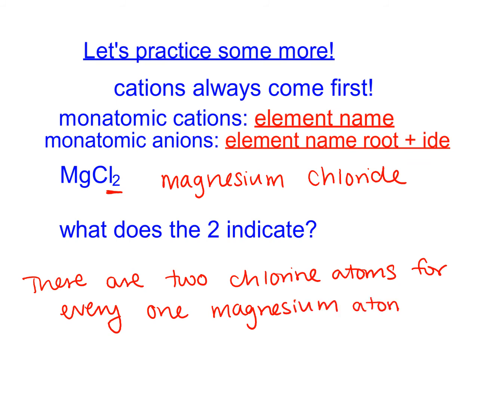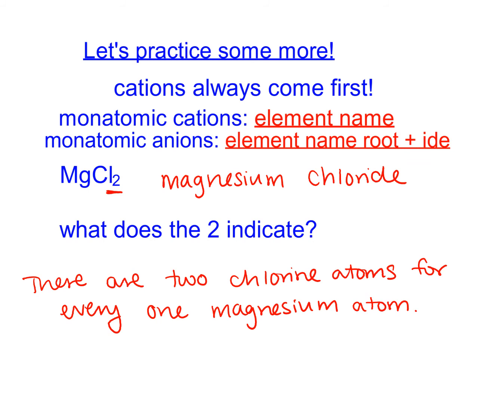Notice that having that subscript doesn't affect the name at all. We still name it in the exact same way, with the cation using the element name from the periodic table and the anion using the element root name with the changing of the ending to "ide."